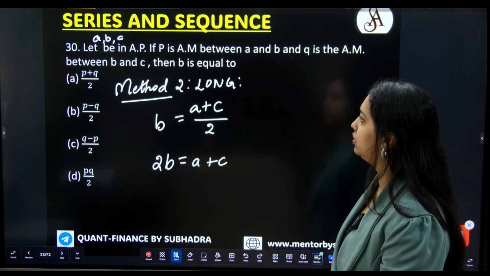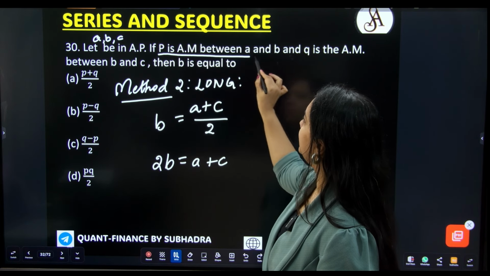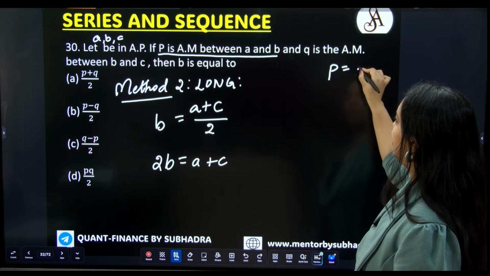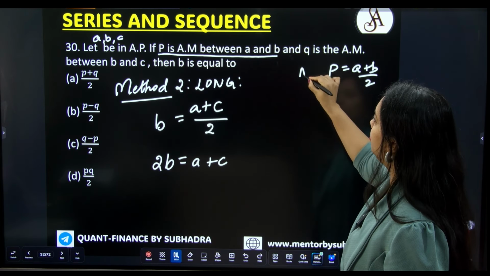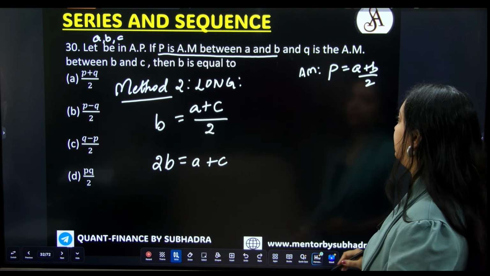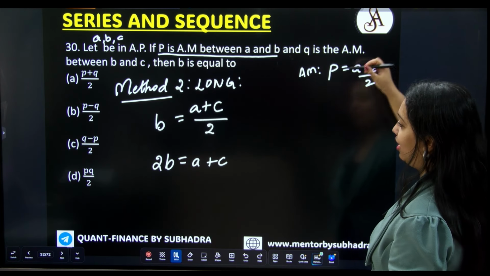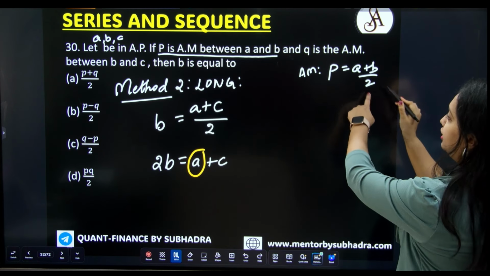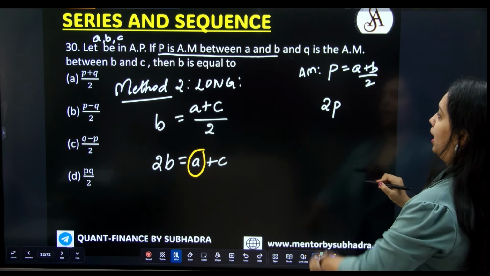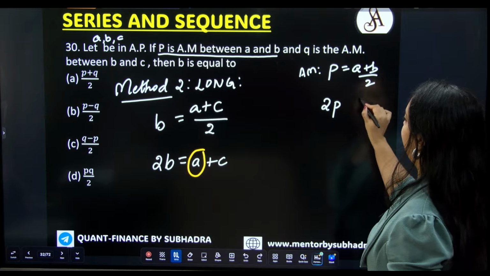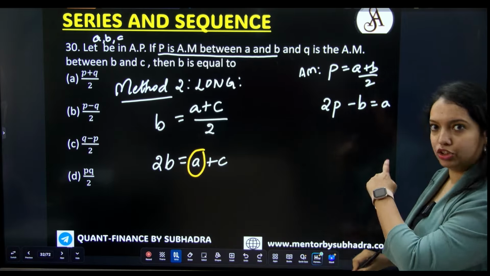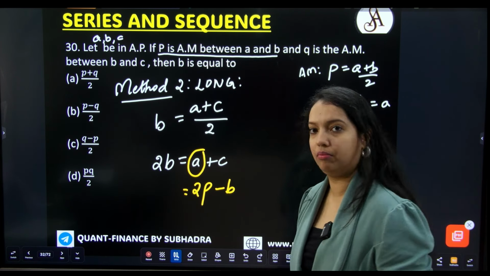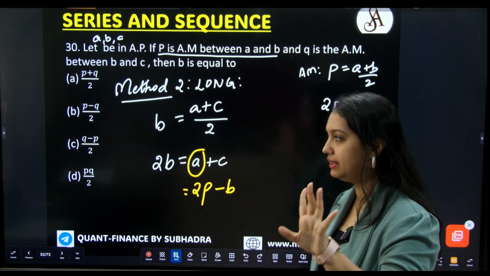We go for the next part of the question, which says P is the arithmetic mean between A and B. If P is the arithmetic mean between A and B, P will be A plus B divided by 2. Similarly, if I want the A value, why am I replacing it? Because I can take the A value from this: take this 2 to the left hand side, it will become 2P, take this plus B to the left hand side, it will become minus B is equal to A. So I am replacing the A value with 2P minus B. I hope everyone understood. I just replaced the A value.